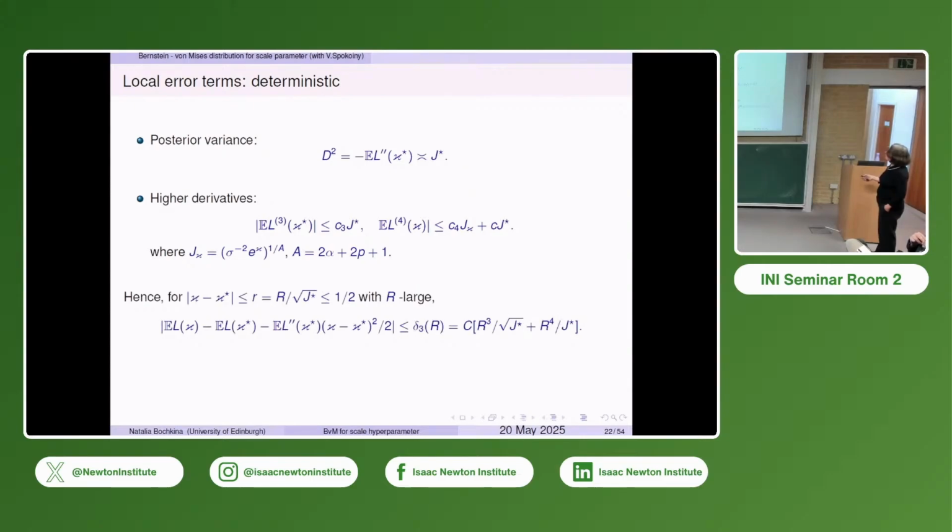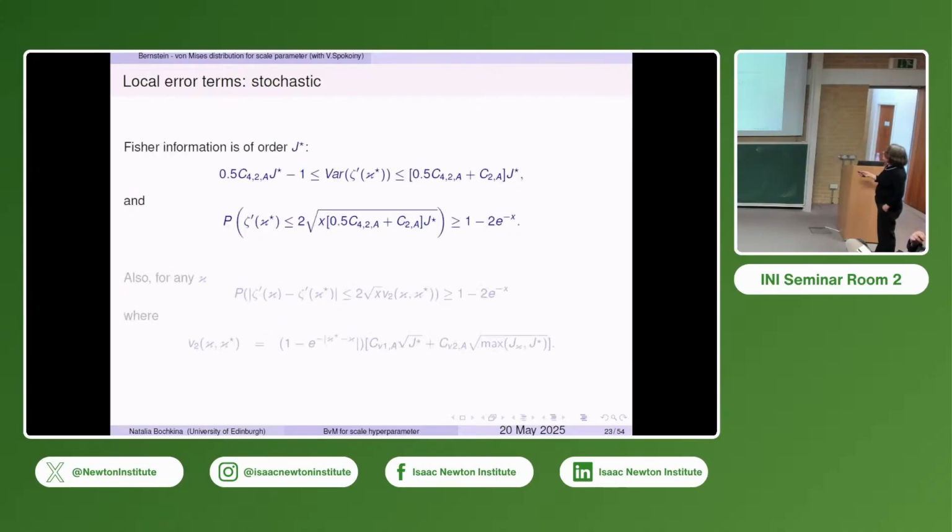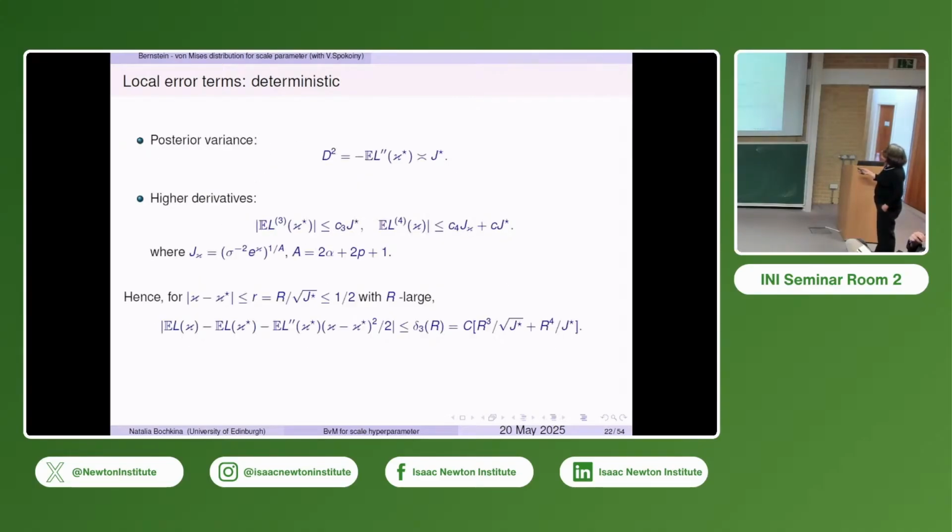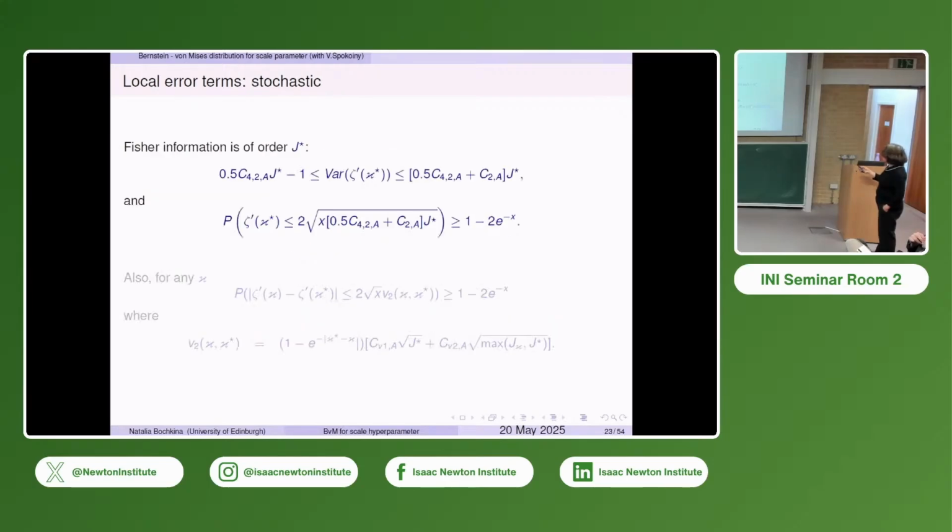Okay, so if we just plug this in, in this neighborhood, if we have some sort of large radius R, but R over the square root of the critical dimension is small, then we have the local quadratic approximation, right? And so this will give us a condition on R.